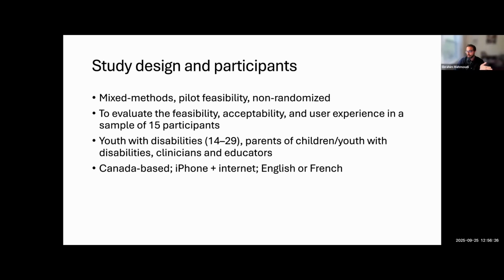As Gabriela mentioned, we have two components for effectiveness. The first part is the mixed method pilot feasibility study. We are going to evaluate the feasibility, acceptability, and user experience in a sample of 15 participants. They can be a young person with disability, parents, and clinicians, Canada-based, with access to iPhone and internet, and they can speak English or French.